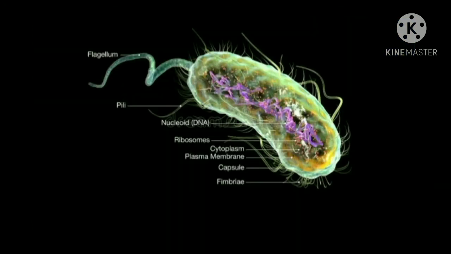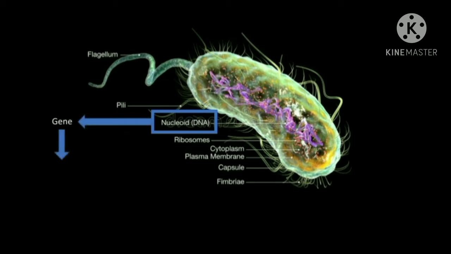As I said earlier, it's a prokaryotic organism, thus it does not have a well-developed nucleus. So as we can see, the DNA is seen clustered together in the center. Now this DNA makes up the genes which code for specific proteins. These proteins will act as enzymes, and these enzymes help in the metabolic activities of bacteria.